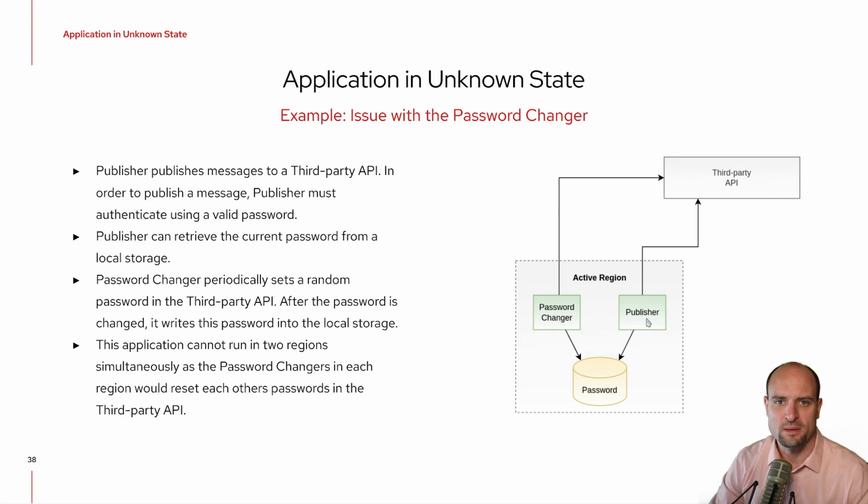Now, the issue with this application is that it cannot run in two regions at the same time. If we would run the application in the second region, then the password changers in both regions would be reaching out to the third-party API, and they would be resetting each other's passwords. So before we can fail this application over to the secondary region, we need to ensure that the password changer in the primary region stops updating the password. How can this be accomplished?